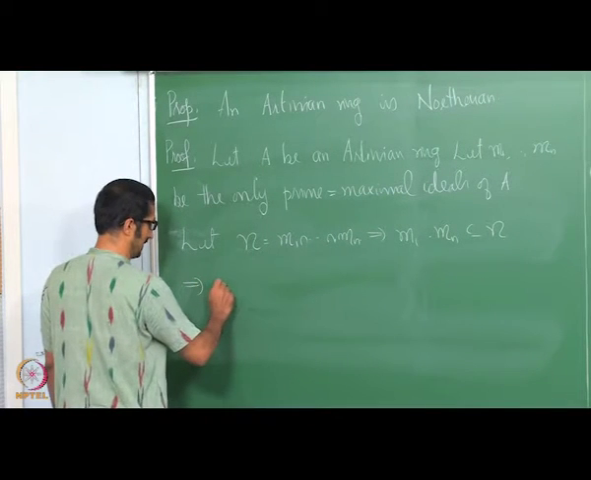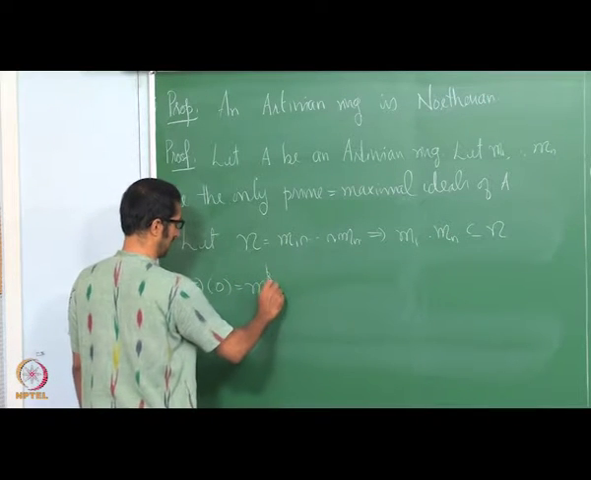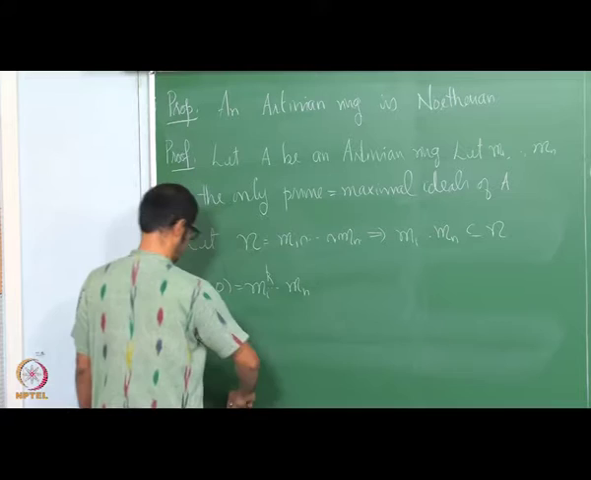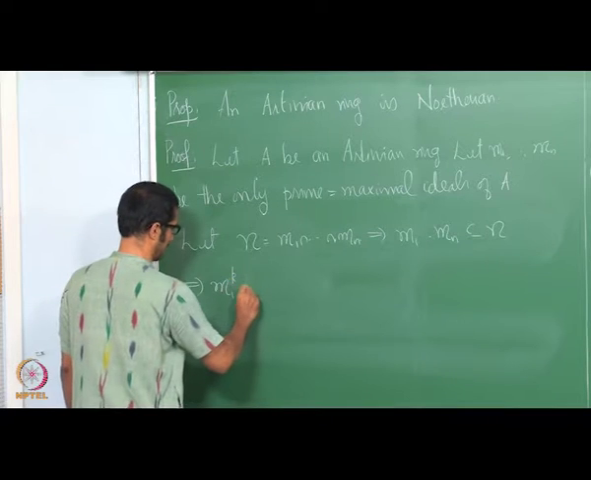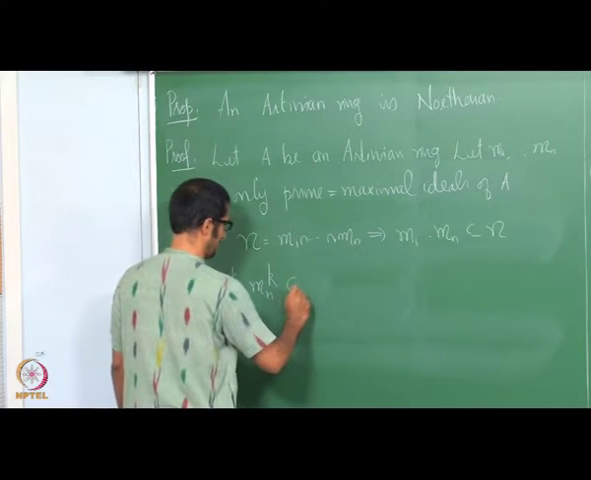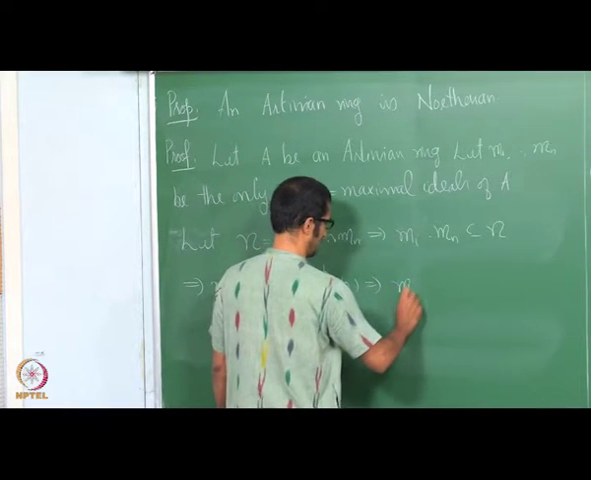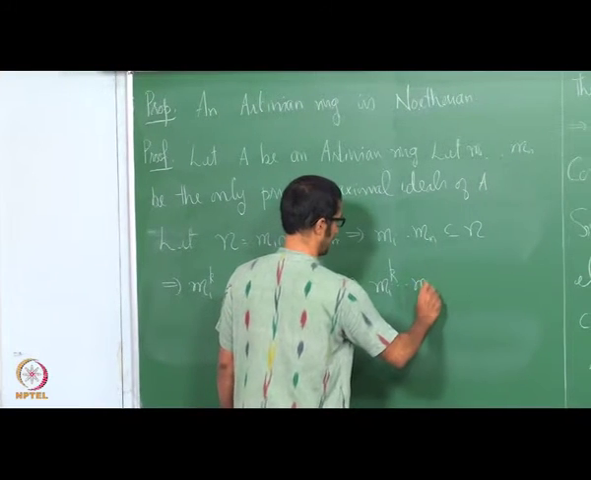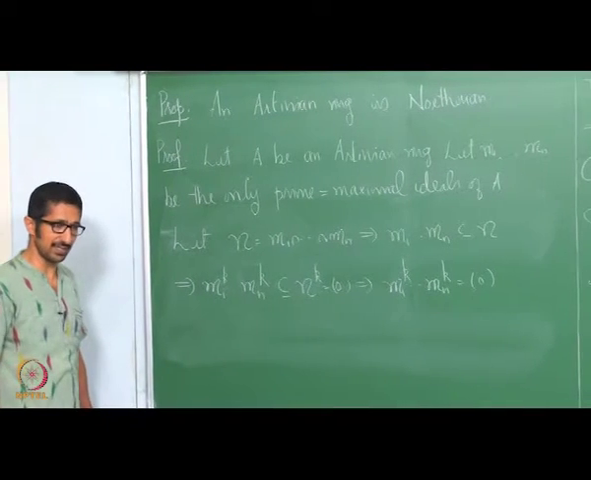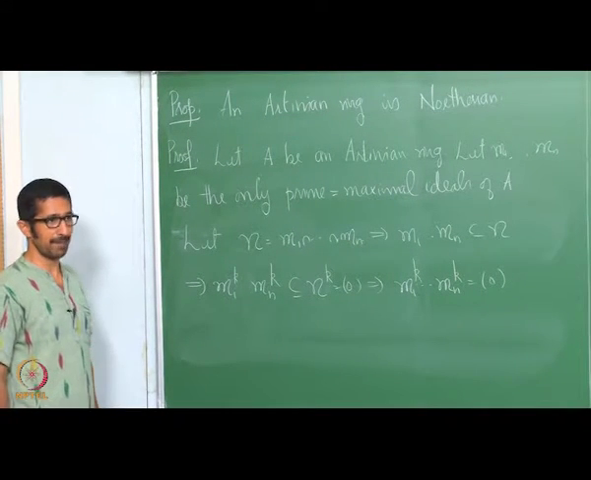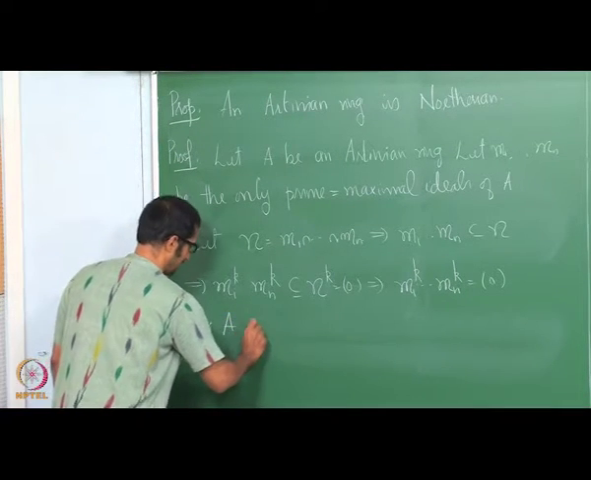This implies that N power k is equal to 0. So, I will write this as M1 power k up to Mn power k. This is contained in N power k, which is 0. This implies that M1 power k up to Mn power k is equal to 0. Therefore, the 0 ideal is a finite product of maximal ideals of A, and A is Artinian. Therefore, that implies A is Noetherian.